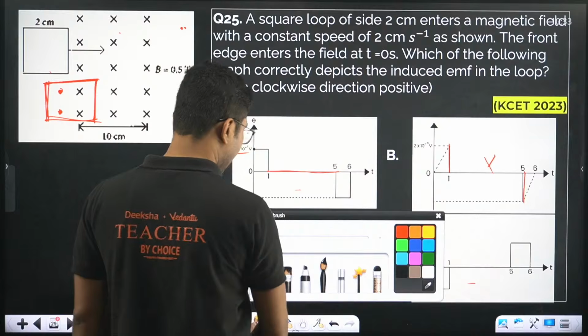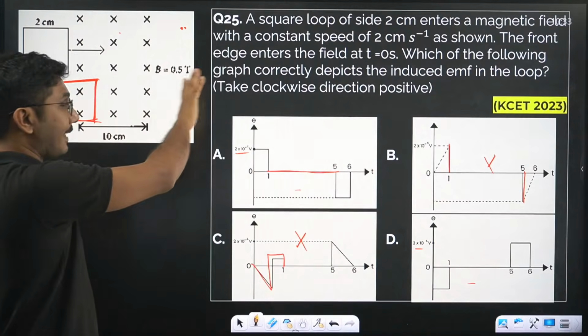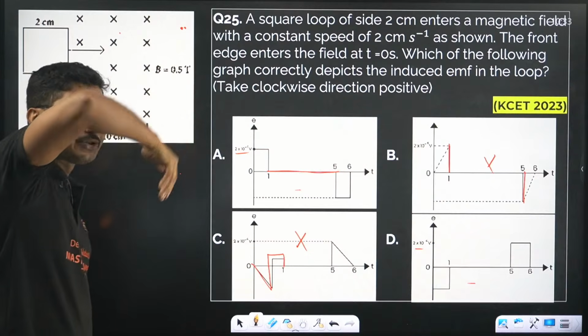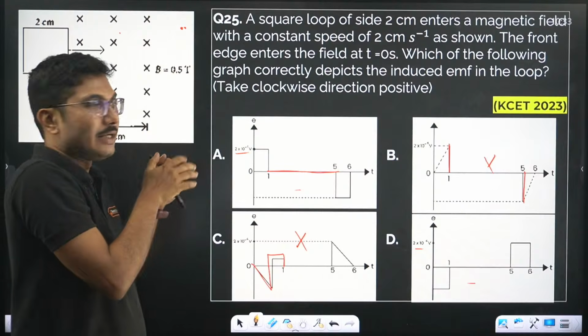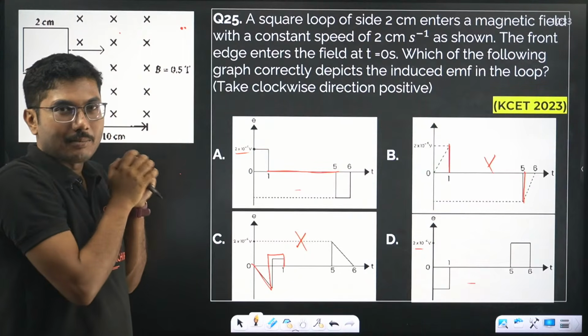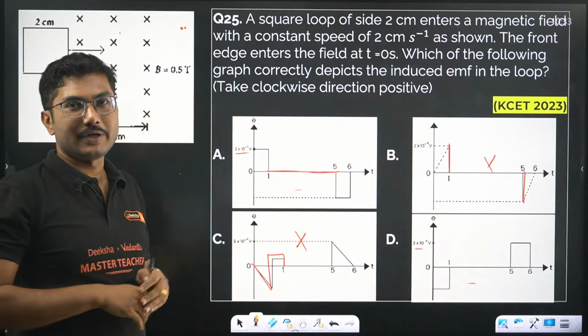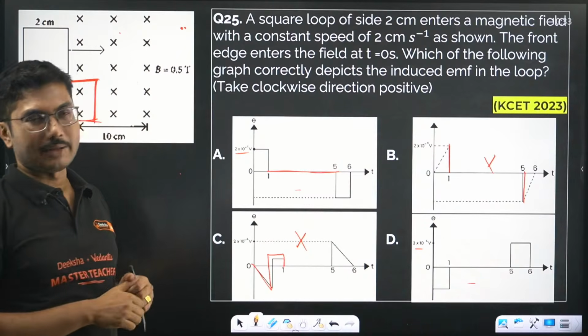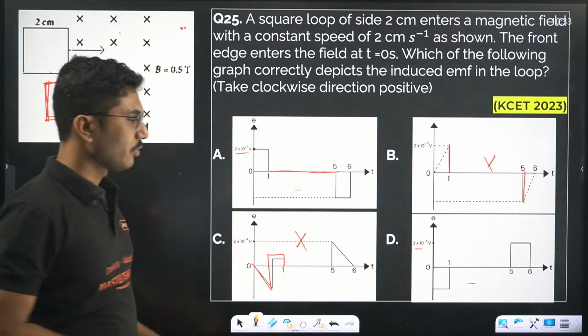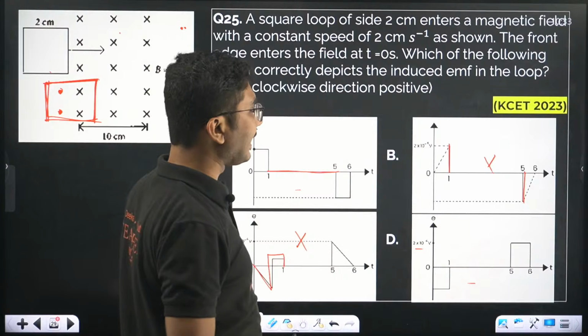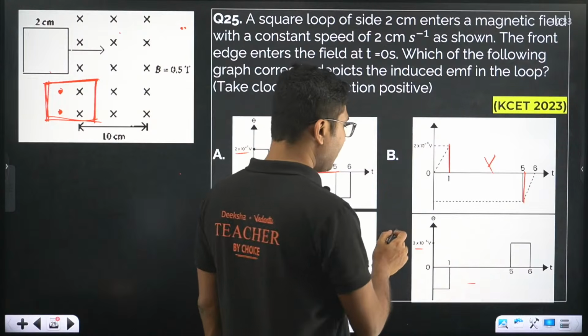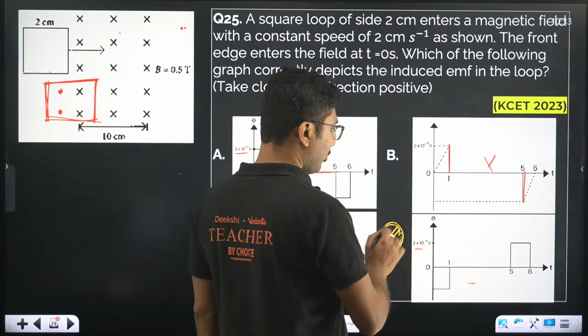So initially induced EMF when it is entering will be anti-clockwise. That means it is negative. When it is exiting the magnetic field, it will try to hold on to the magnetic field. It says, my mentor, my teacher, I don't want to go out. So now it will produce magnetic field in the direction of the same field. So it will be positive. Initially it will be negative, and finally it will be positive. So the correct answer is option D.